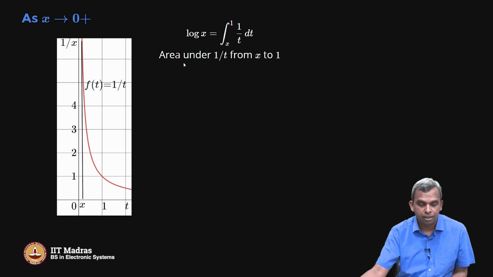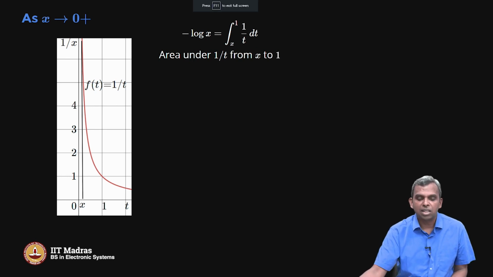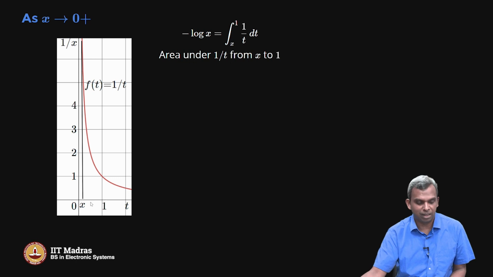And what is this area? Integral from x to 1. Oh, I think there's a mistake here. I am doing minus log x here just to show you that this minus log x becomes integral from x to 1, isn't it? Usually log x will be integral from 1 to x, but I am going to study minus log x, which is integral from x to 1, so that this minus log x will be positive. I can deal with it very easily. So area under 1 by t from x to 1. This area is what I am looking at, this big area.